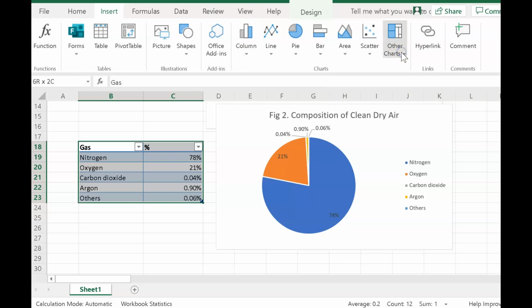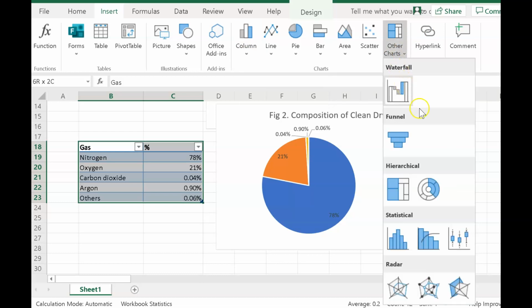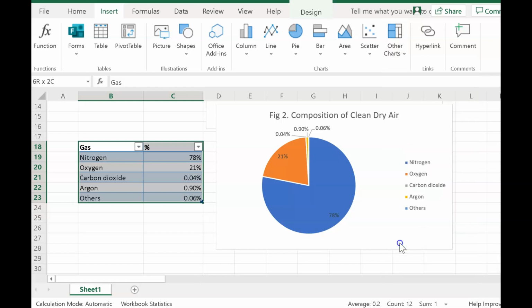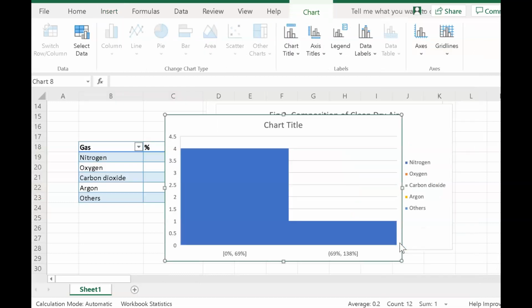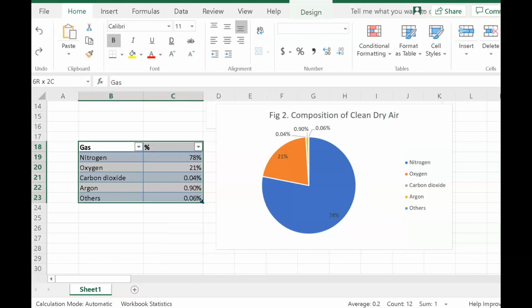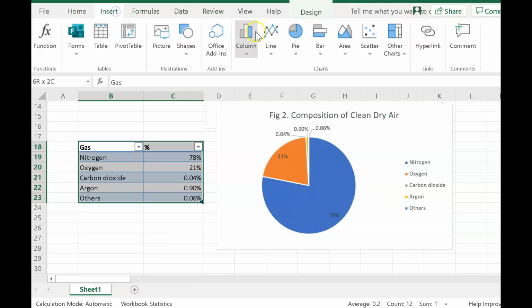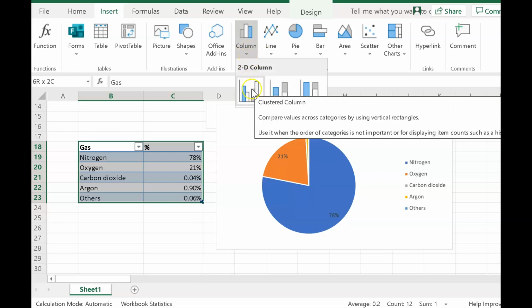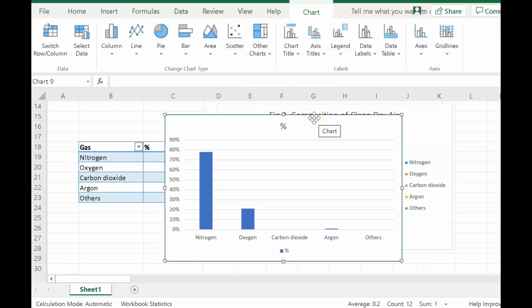There are other types of charts over here we can check, but they seem to be a little bit more sophisticated. There is some type of a statistical histogram. Okay, and let's see what this looks like. Yeah, this is probably not what we want. So I would say we go back to the column graph of this type. All right, obviously carbon dioxide is less than 1%, so we can barely see it over here, right?